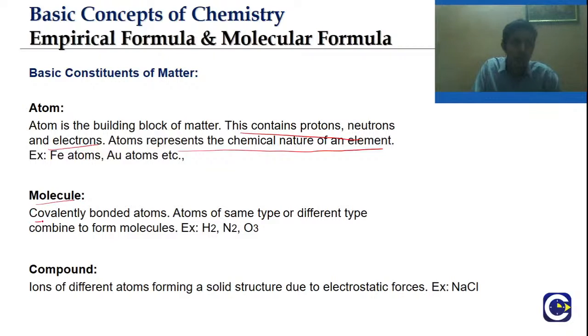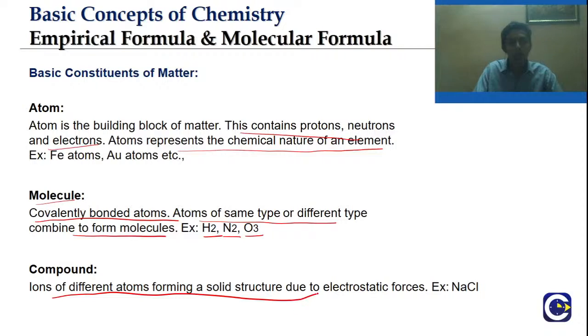Molecule: covalently bonded atoms, atoms of same type or different type combined to form molecule. For example, H2, N2, O3, all of this. Compound: ions of different atoms forming a solid structure due to electrostatic force. Yes, these are also molecules, but in this, ions are combined together to form a molecule. So these are called as compound. Clear?